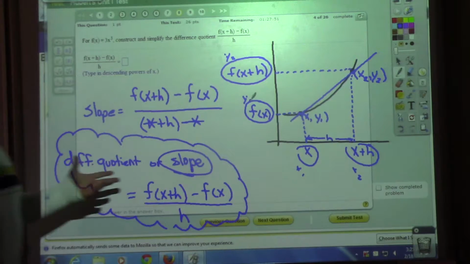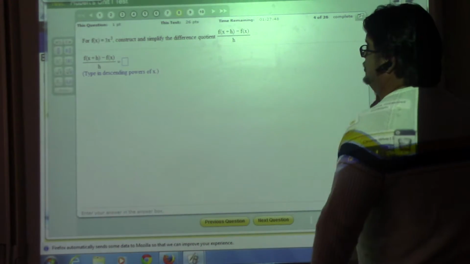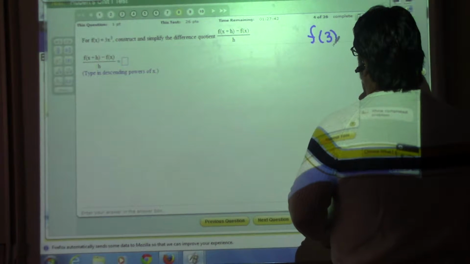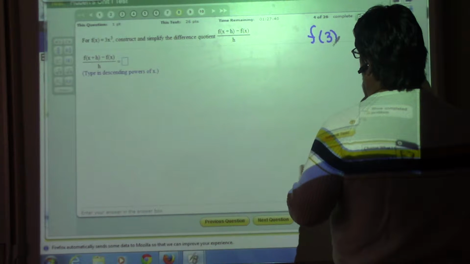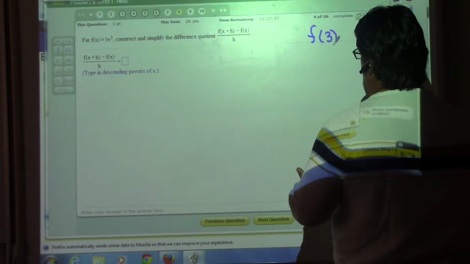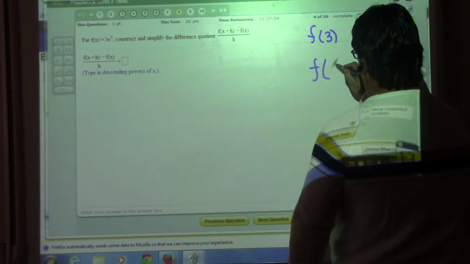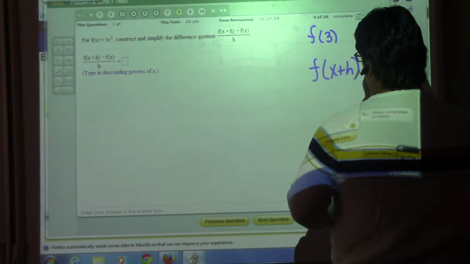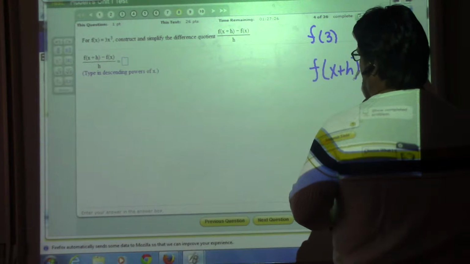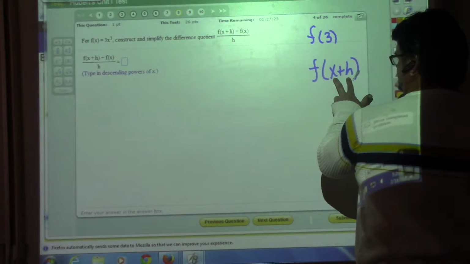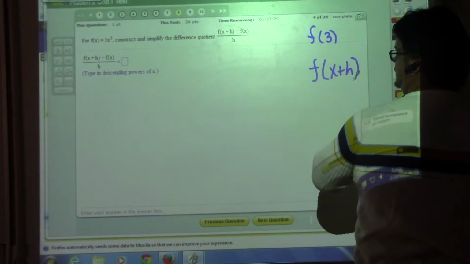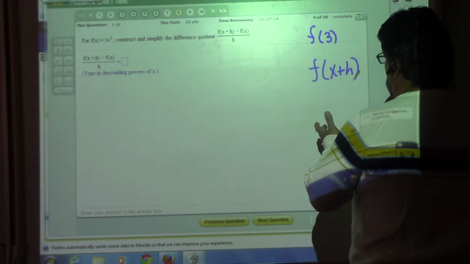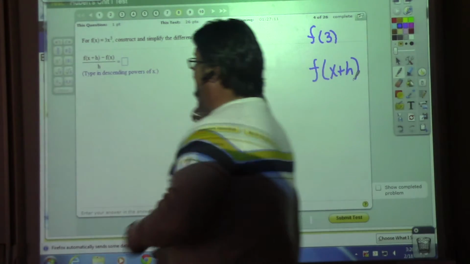The way you use the difference quotient is, well, how do you do this? What's this mean? It means that x equals 3. So wherever there's an x in the equation, you're going to plug in 3. Okay? What does this mean? Wherever there's an x, you're going to plug in x plus h, just like that. And y'all did exactly what you were supposed to. Y'all just sat there and what? Stared at it.